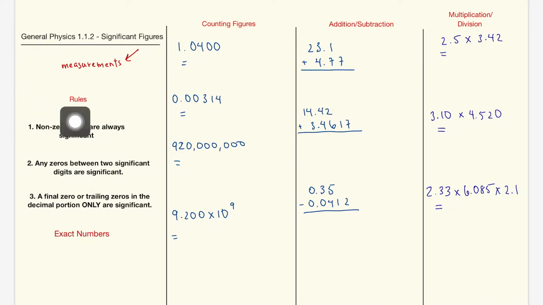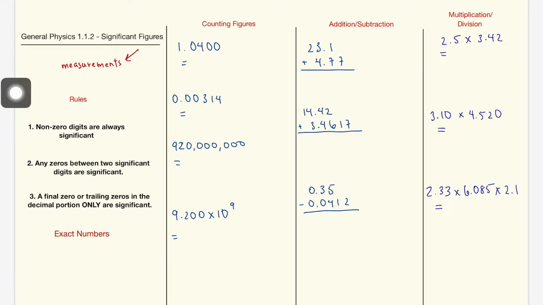There are 3 rules when dealing with significant figures. The first is non-zero digits are always significant. Secondly, any zeros between 2 significant digits are significant. And lastly, a final zero or trailing zeros in the decimal portion only are significant.